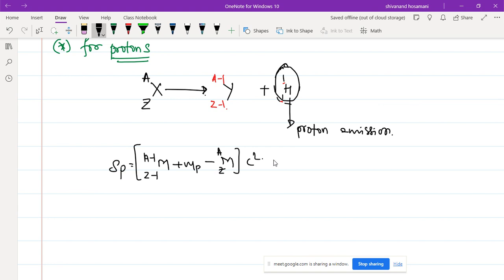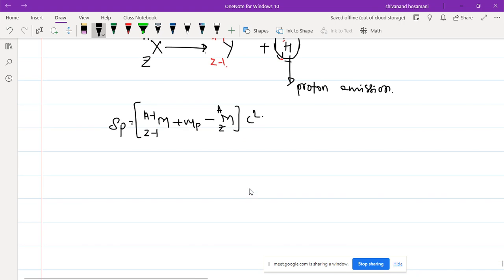Isn't it? Product minus reactant or reactant minus product, it doesn't matter. Only if you want to calculate the energy sign-wise do you need to care, but there is no need to worry about it. It is an energy quantity. Is it clear? Here the mass of the proton is taken as the mass of the hydrogen atom.